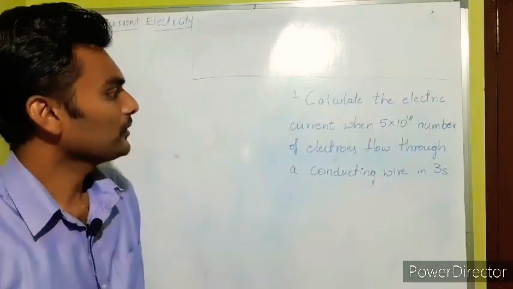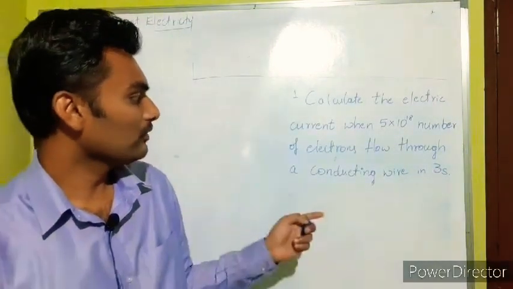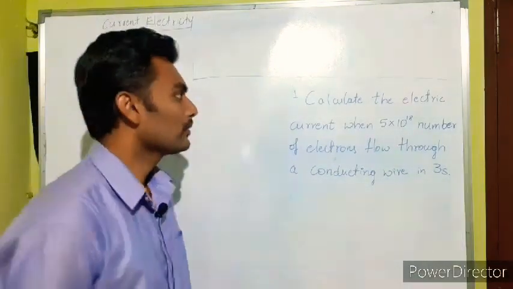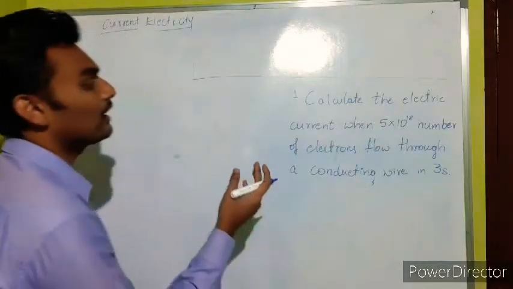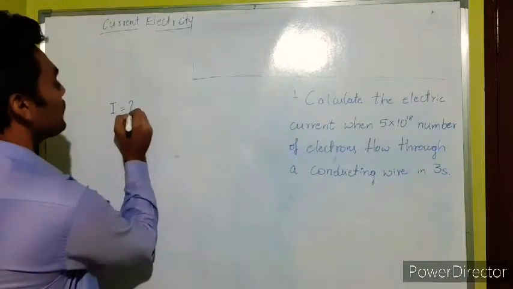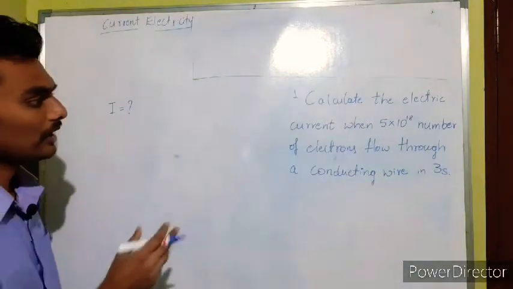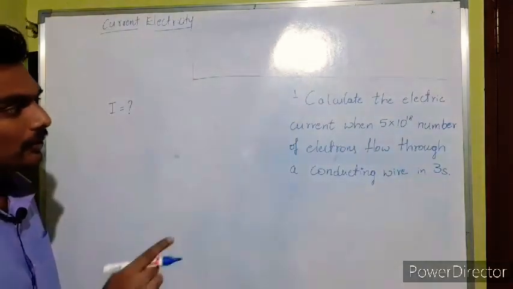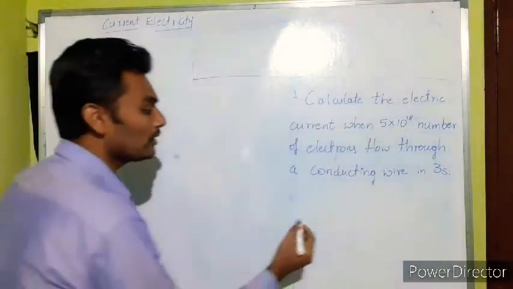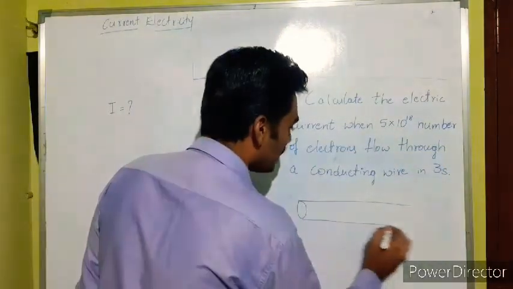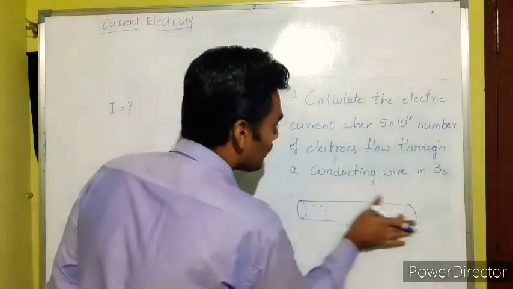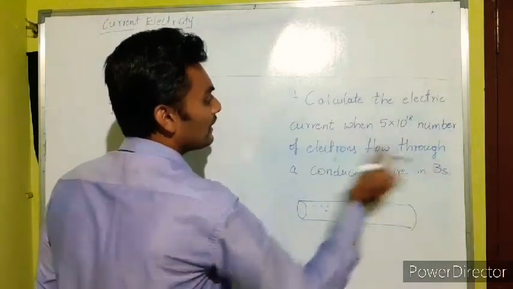Calculate the electric current when 5 into 10 to the power of 18 number of electrons flow through a conducting wire in 3 seconds. So this is the question where they are asking us to find the electric current. I is equal to question mark. The current through the conductor has to be found. What is given there? They have given us the number of electrons flowing through the given conductor.